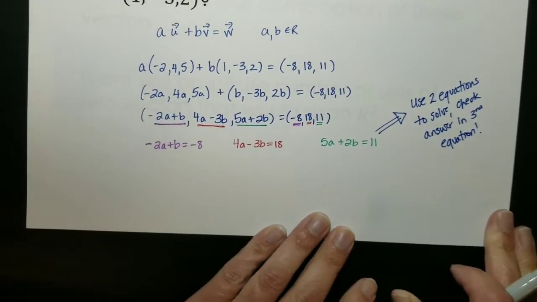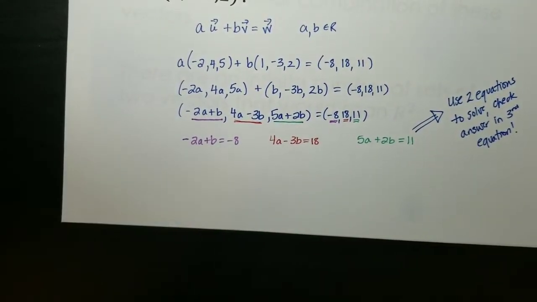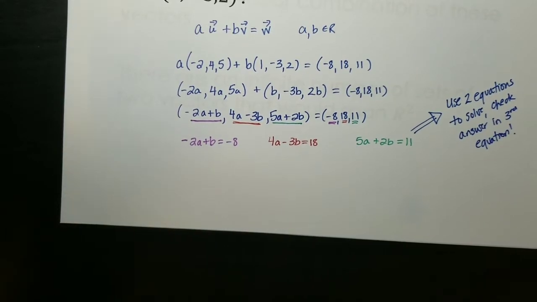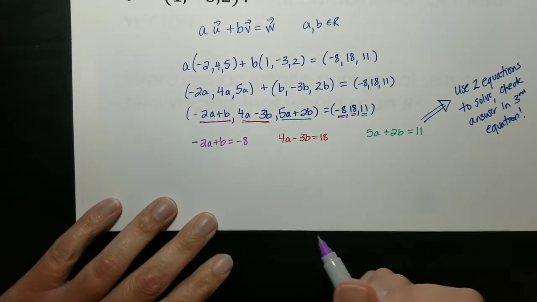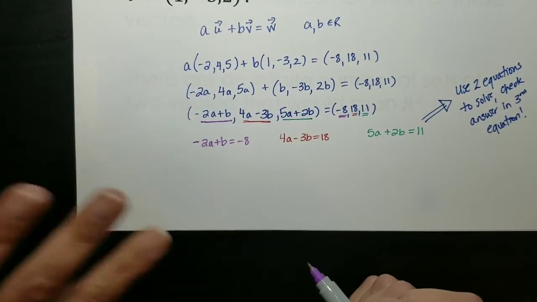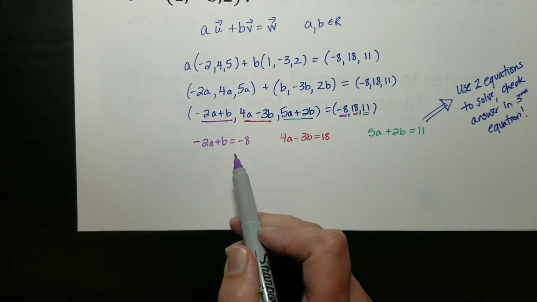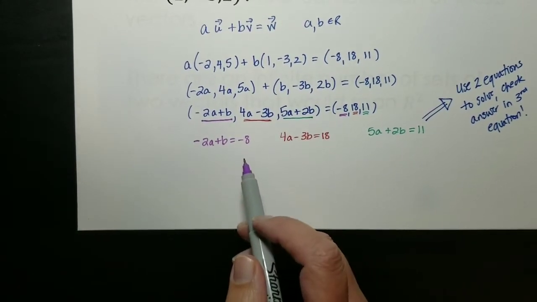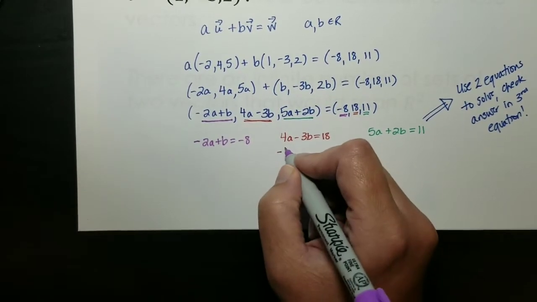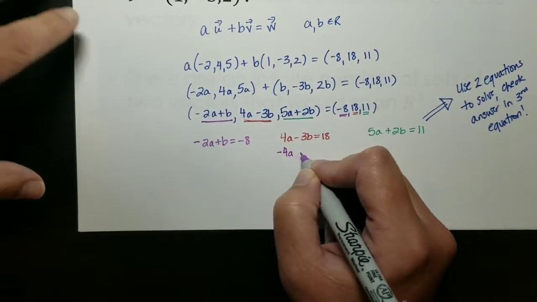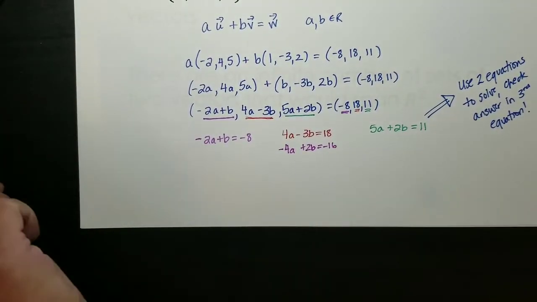So it's not just a matter of solving any pair of these. You have to make sure that the answer you get will also work for the third equation. So I'm going to take the first equation here and multiply it by 2. So I'm going to do elimination. So I'll get negative 4a plus 2b equals negative 16.